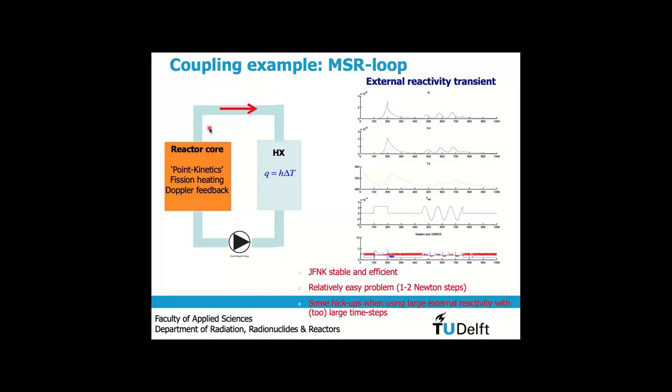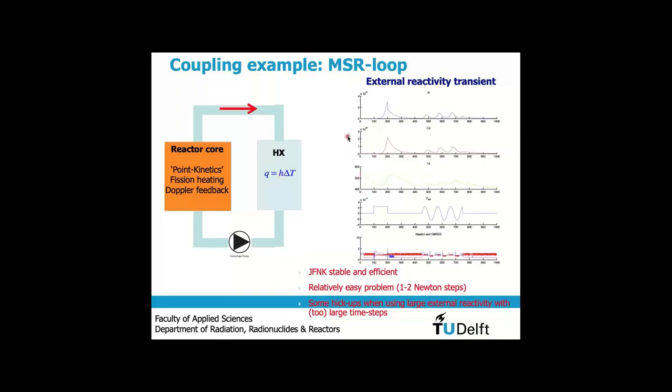Okay, this is another example, which is about a molten salt reactor loop, in fact. The two types of physics here are the core, which was modeled by a simple point kinetics model. And the second is, you could say, the loop with precursors flowing through this system. Let's follow the arrow, it's going clockwise. And heat is being removed in this heat exchanger part.